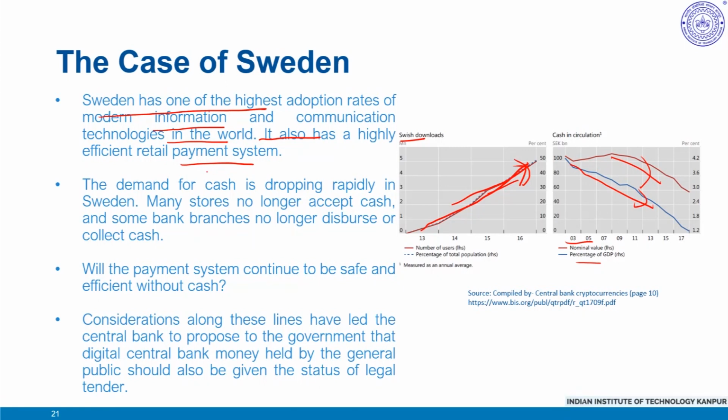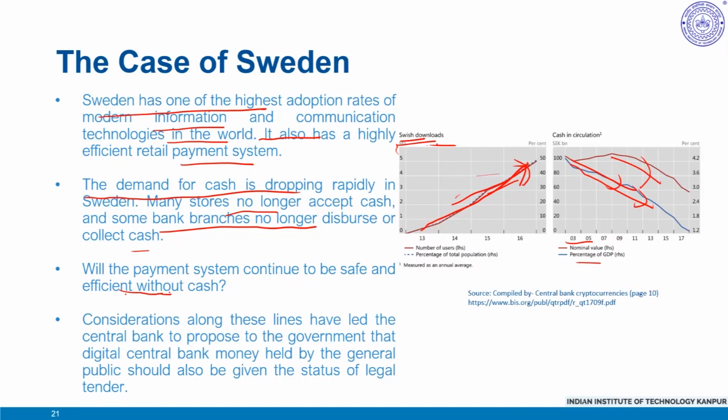By the end of 2016, more than 5 million of the Swedish population had installed the Swish mobile app, which allows people to transfer commercial bank money with immediate effect, whether day or night, using their handheld device. Therefore, the demand for cash is dropping rapidly, as we saw in this diagram, and many stores no longer accept cash, and some bank branches no longer disburse or collect cash. These developments are a cause of concern for the Riksbank. The first question that arises is: will the payment system continue to be safe and efficient without cash?